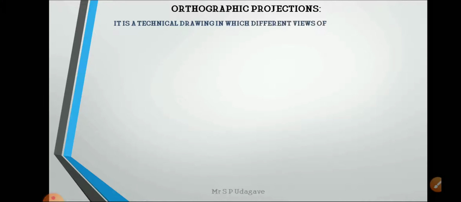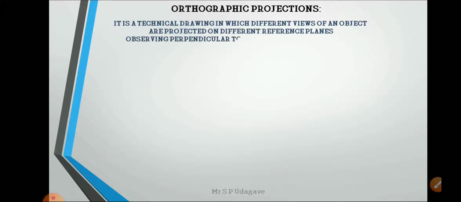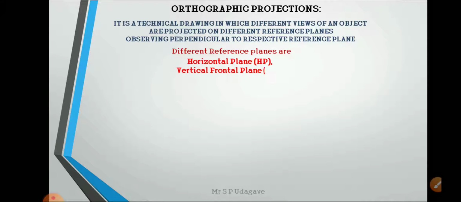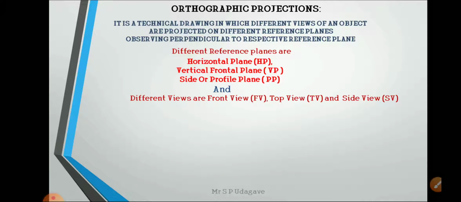Orthographic projection is a technical drawing in which different views of an object are projected onto different reference planes, observing perpendicular to the respective reference plane. The different reference planes are the horizontal plane, in short form HP, the vertical frontal plane, VP, and the side plane, also called the profile plane, in short form PP. That is, HP, VP and PP are the reference planes, and the different views are front view, top view and side view.